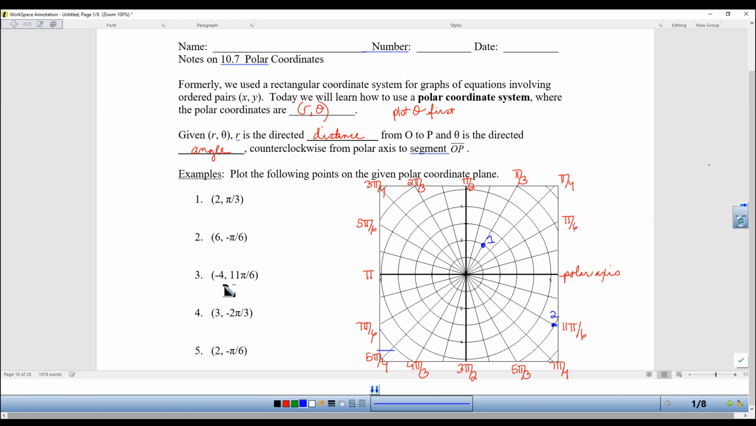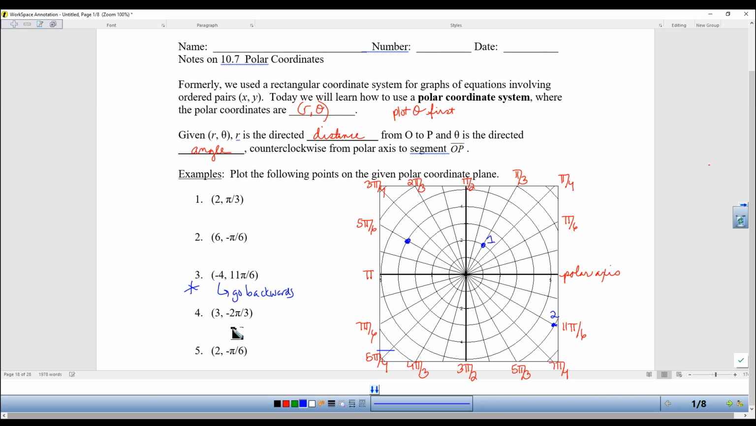Okay, this is the first new one. This one's a little bit unusual. So I am going to go to my 11pi/6, which is actually just where I was a minute ago, but it says -4. The negative means that you go backwards from what you were planning on doing. So instead of it being 1, 2, 3, 4 this way, it's just going to be 1, 2, 3, 4 this way.